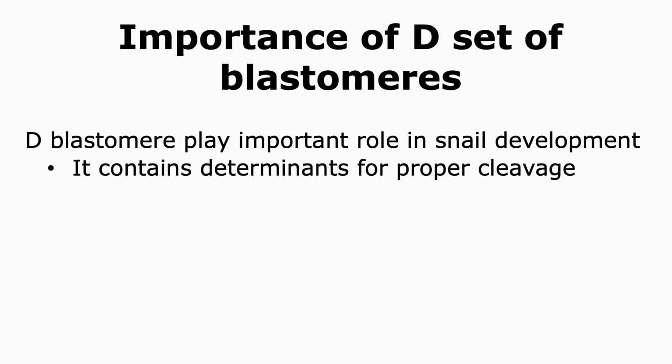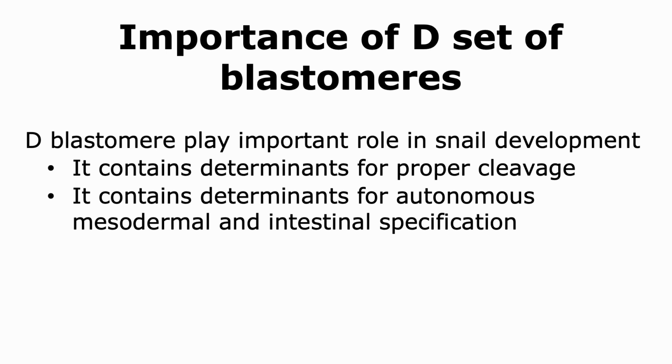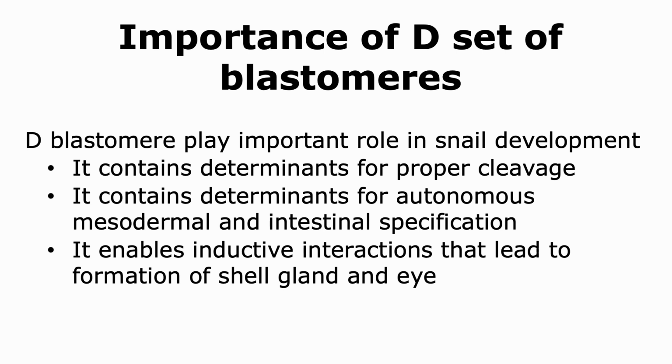Thus, the D blastomeres play very important roles in snail development. When we look at the D macromere, it contains the determinants for proper cleavage. It also contains determinants for autonomous mesodermal and intestinal specification, and it enables inductive interactions that will lead to the formation of the shell gland and eye. With this, we come to the end of overall cleavage that happens in snails.